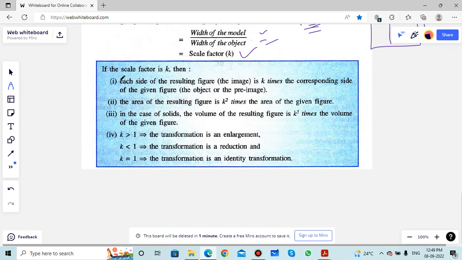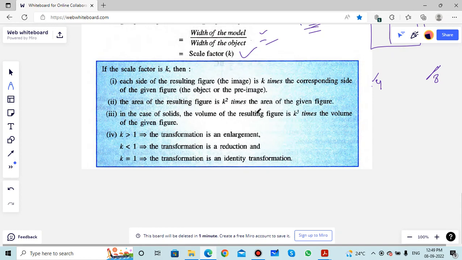If the scale factor is K, then each side of the resulting figure is K times the corresponding side of the given figure, the object or the pre-image. So if the scale factor is 2 and the length is, say, 4 centimeter, then the actual will be 4 into 2, 8 centimeter, right?